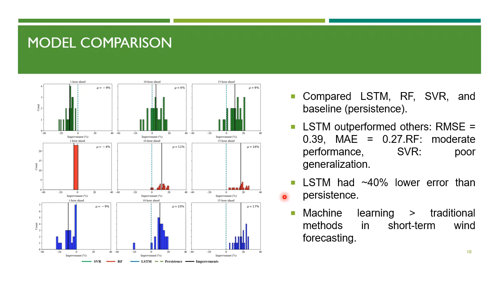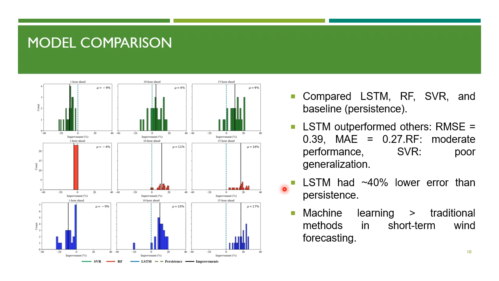But SVR showed much higher errors. The random forest also did fairly well in comparison to the persistence model. These results underline the power of LSTM in capturing temporal and nonlinear patterns.